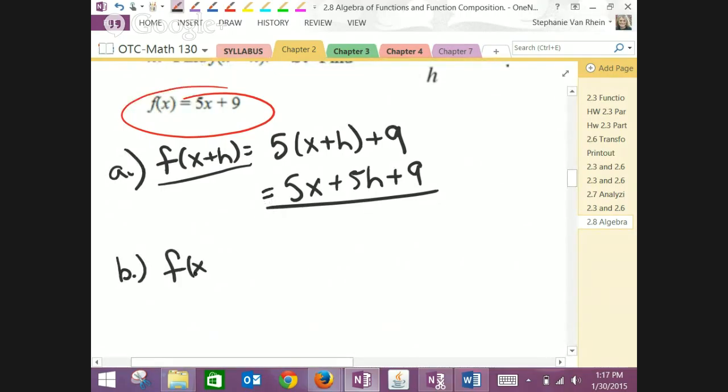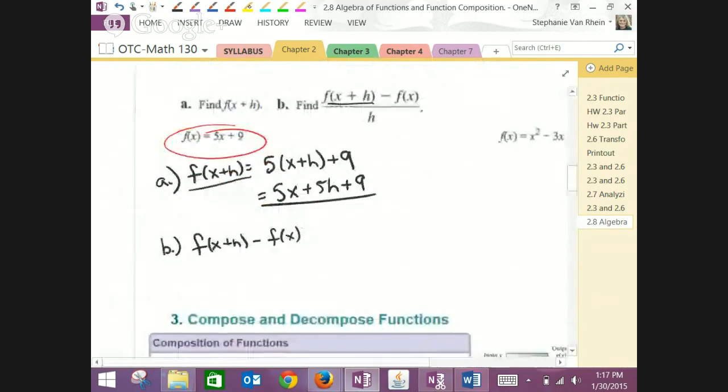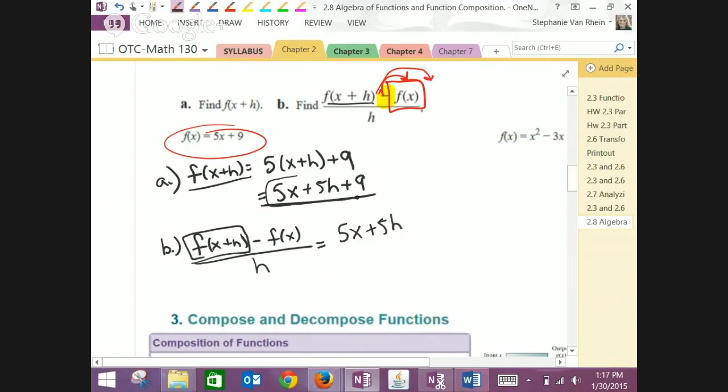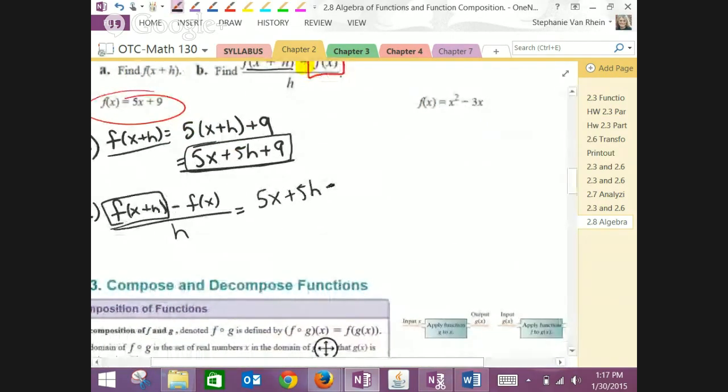So this is going to be f of x plus h minus f of x. And I'm just going to highlight this. When you get to an exam, you might want to circle this to know that you're going to distribute this negative to every term in f of x. It's a very common mistake to not distribute that negative properly. Divided by h. So if I plug in f of x plus h, that's what I found here, I can plug that in. Minus, open parenthesis, the function 5x plus 9, close parenthesis, over h.